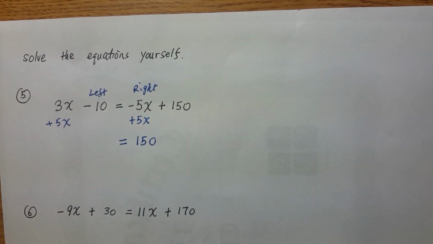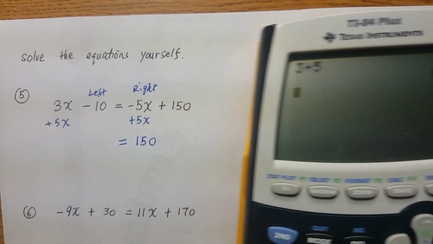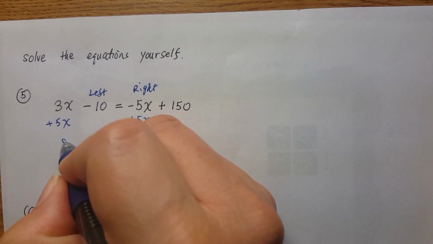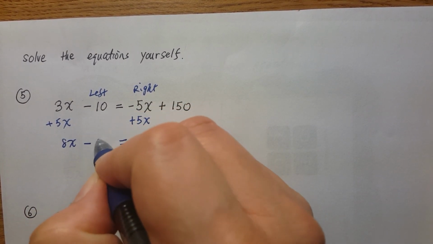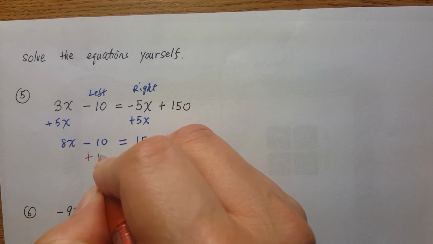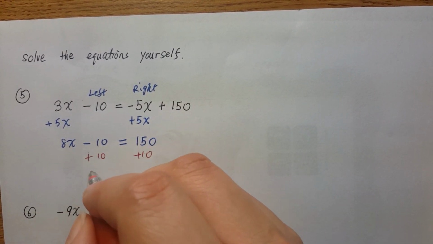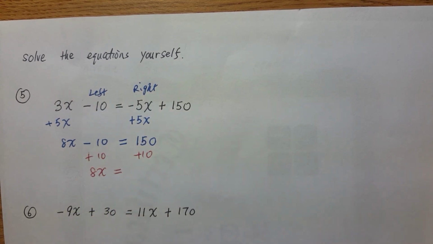On the left, we got 3x plus 5x. So 3 plus 5 equal 8. So we have 8x. And you copy down minus 10. Now we have to eliminate the minus 10. So we're going to do plus 10 both sides. Negative 10 plus 10 disappear. So we will have 8x equal.